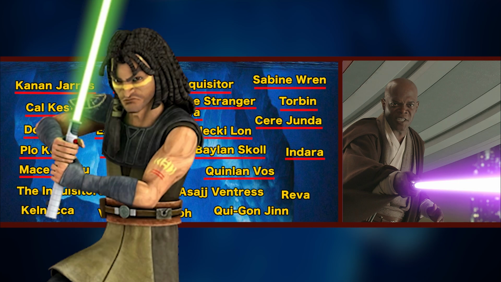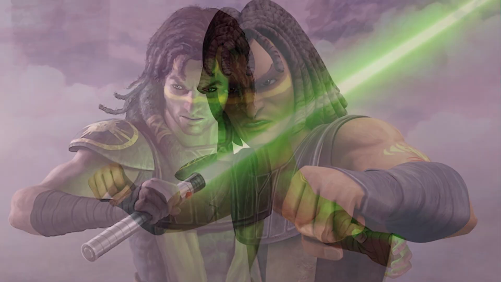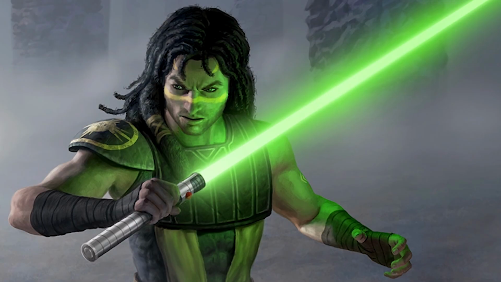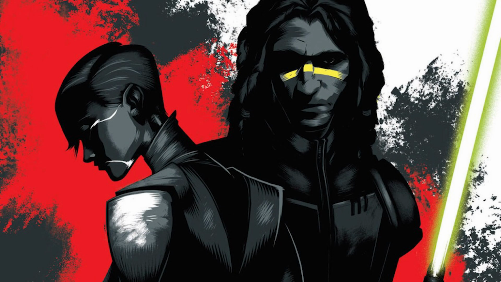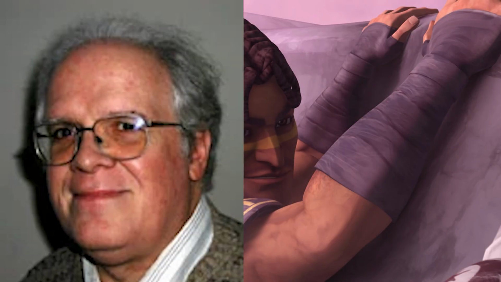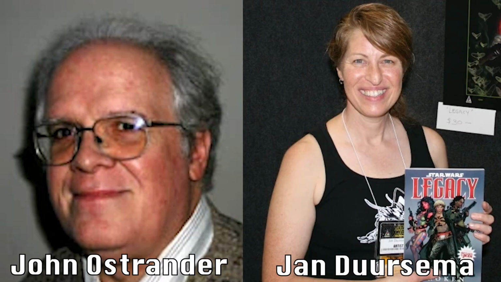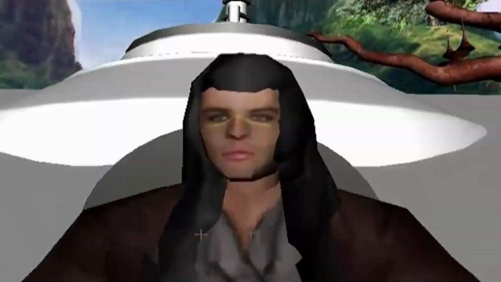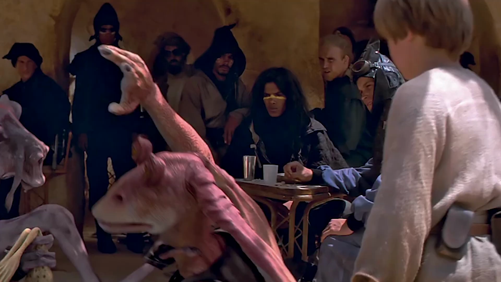Next there's Quinlan Vos. He was a Kiffar Jedi, and he was eventually sent on a mission to assassinate Count Dooku. On this mission he fell in love with Ventress, and eventually even fell to the dark side before being redeemed. He was created by author John Ostrander and artist Jan Duursema. George Lucas liked him so much that he wanted to include him in the Order 66 sequence in Revenge of the Sith, and an animatic was even made, but it was never filmed. A line referencing this did make it into the movie though, and retroactively his first appearance was actually in The Phantom Menace.